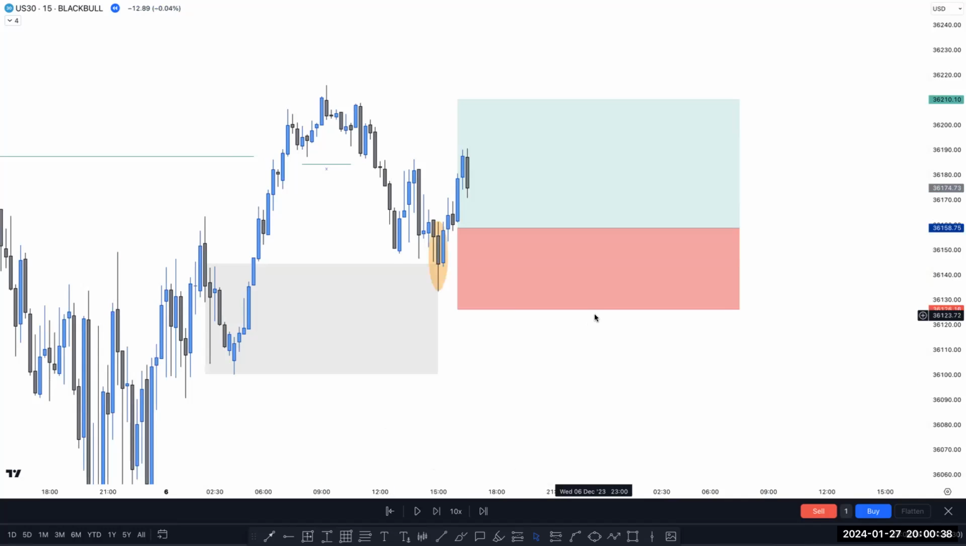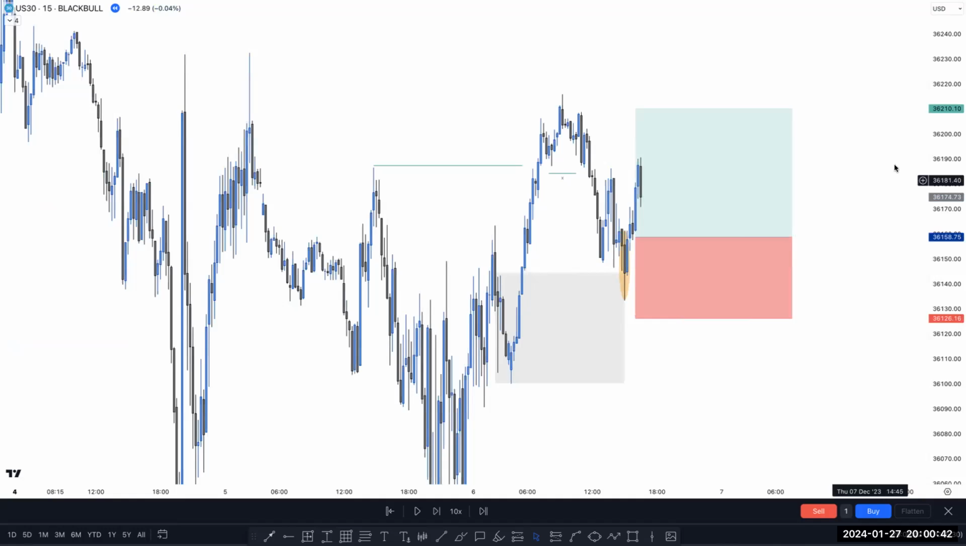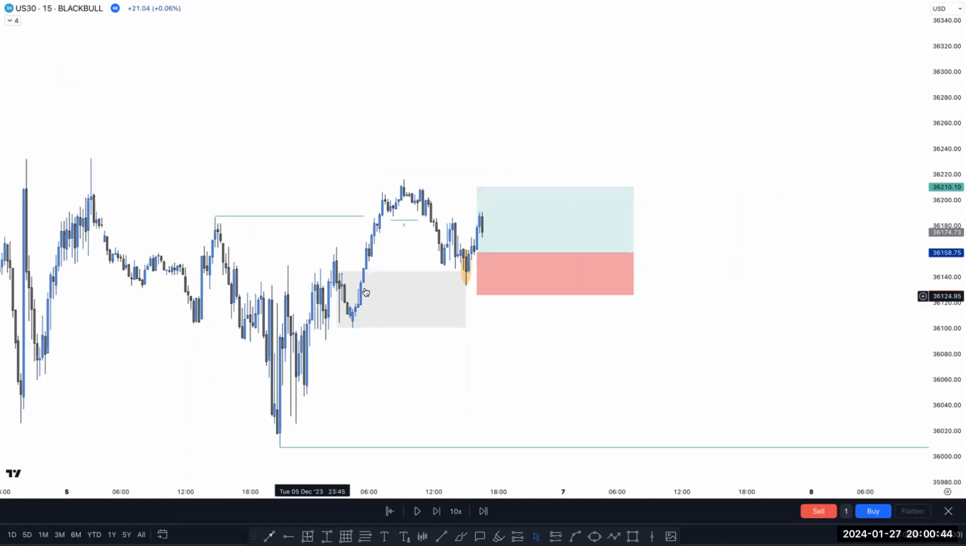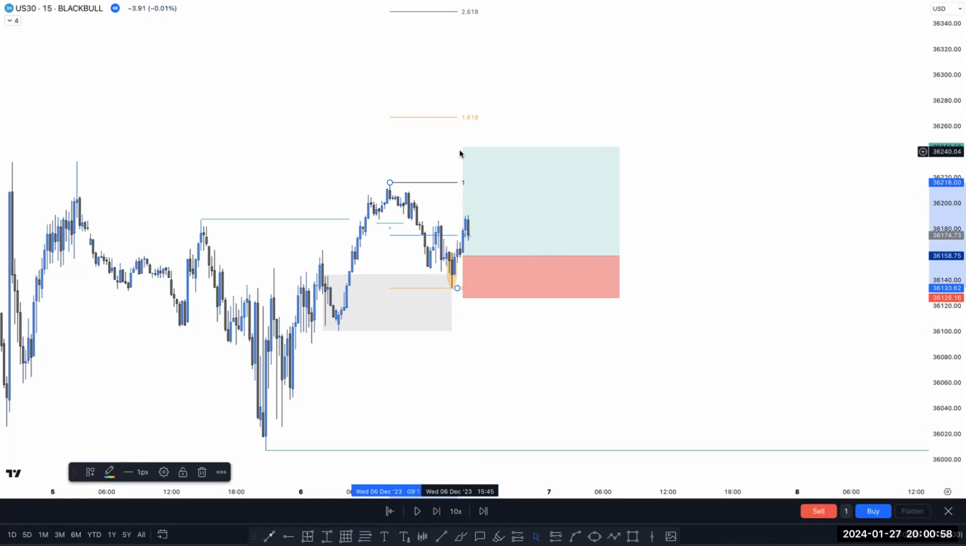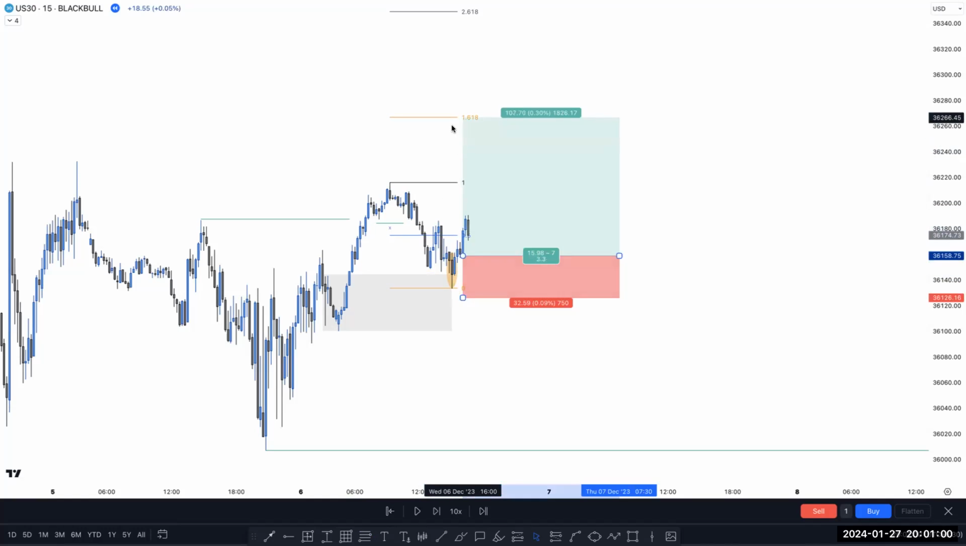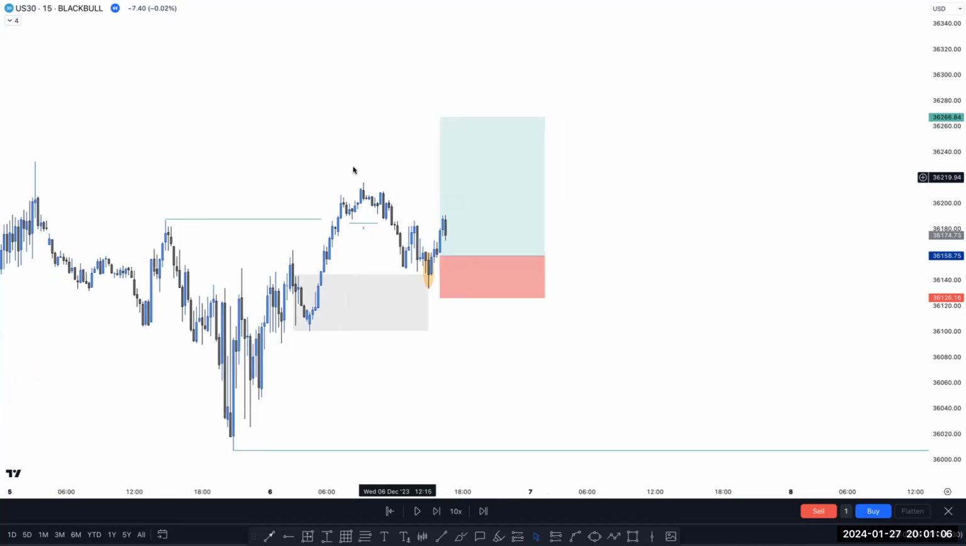So this is our entry point based on the single candle order block, because the market tapped here. For the target, you can set the previous high as a target, and you can also take help from a Fibonacci level, drawn from top to bottom here, and the 1.618 is our target here, right? This is our target based on the rally here. Something like this.